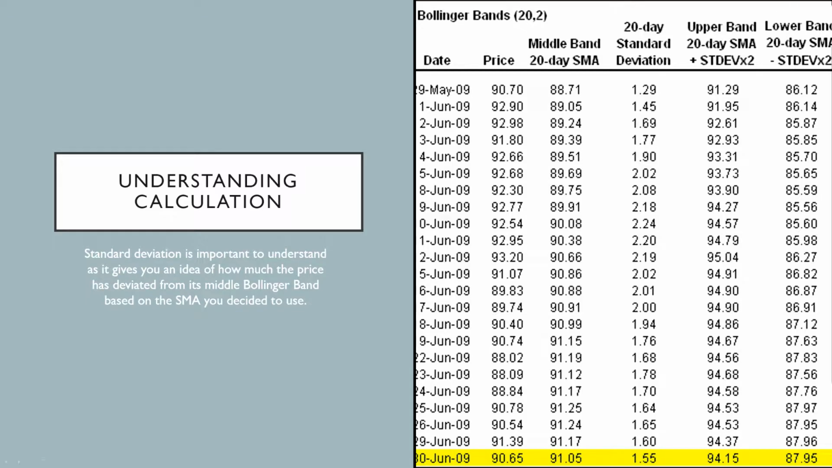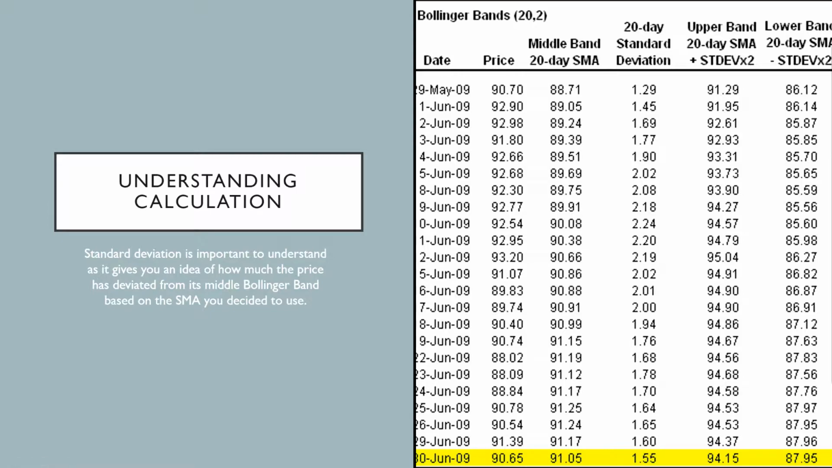So the way we get the upper band is the 20-day simple moving average right here plus the standard deviation times 2. All right, so 88.71 plus the standard deviation of $1.29 times 2, that equals $2.58. That will give you an upper Bollinger Band of 91.29.